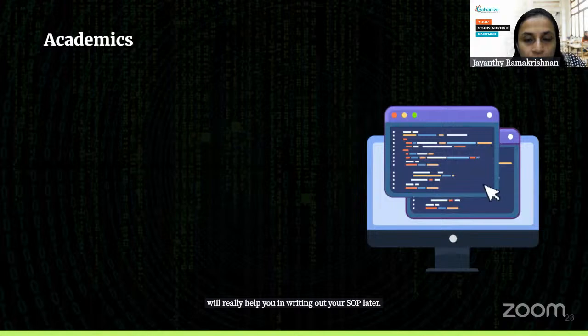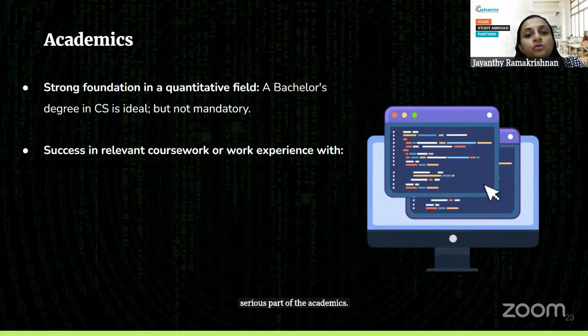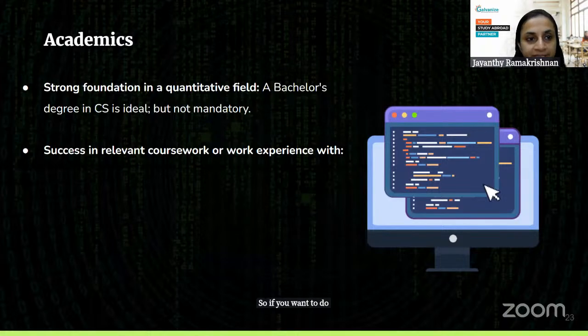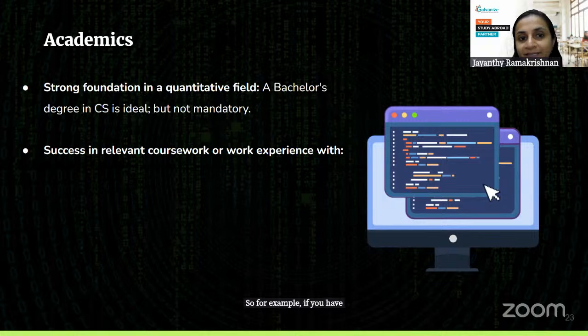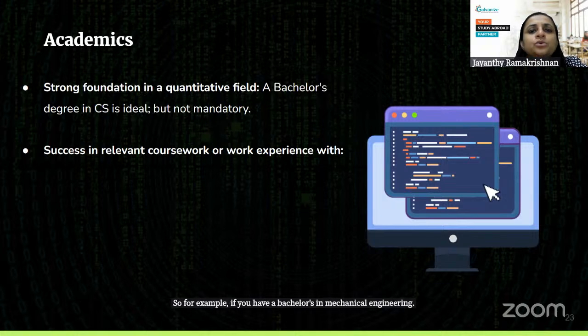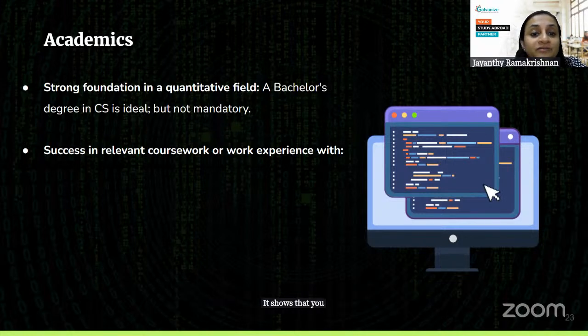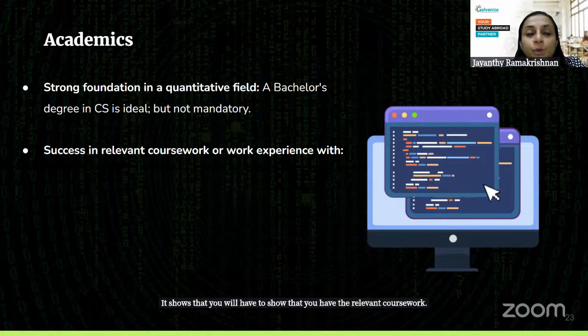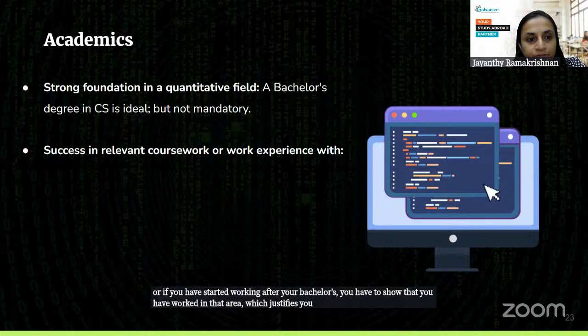Okay. Now let's come to the more serious part of the academics. So if you want to do a master's in computer science, a bachelor's degree in computer science is ideal, but it is not mandatory. So for example, if you have a bachelor's in mechanical engineering, it does not say anywhere that you cannot go into computer science for your master's. It's just that you will have to show that you have the relevant coursework. Or if you have started working after your bachelor's, you have to show that you have worked in that area, which justifies you switching careers at this point.